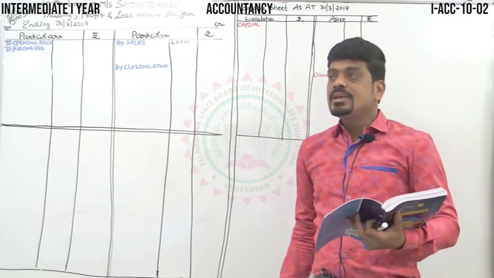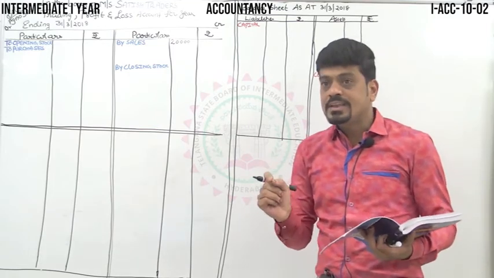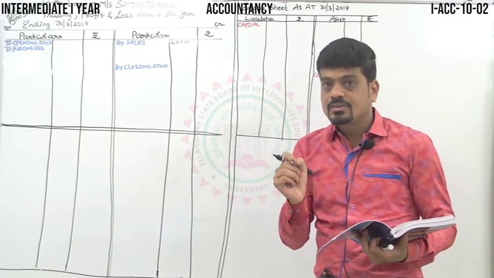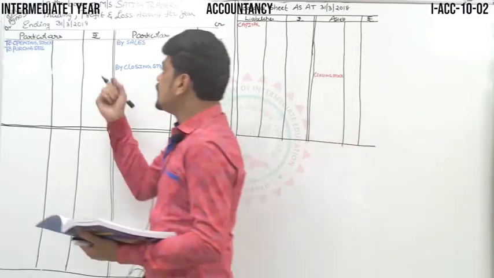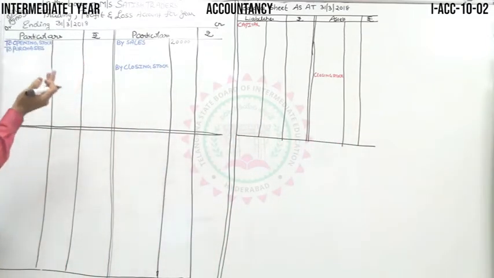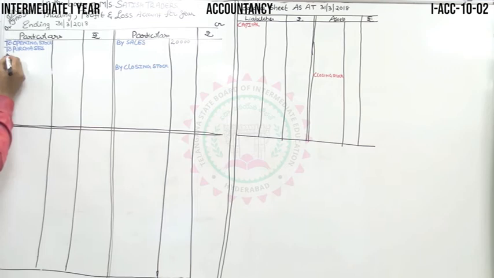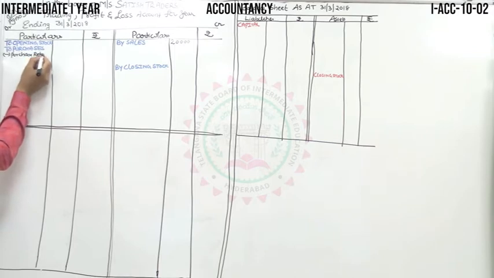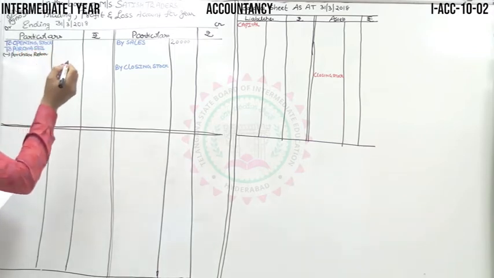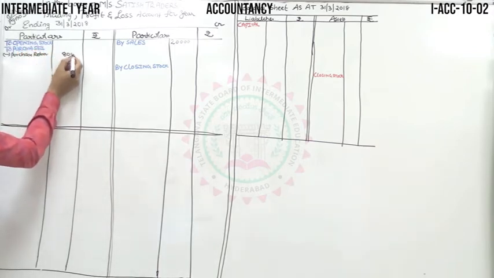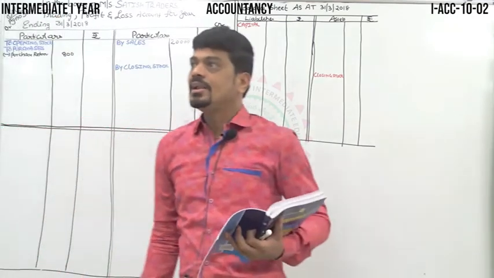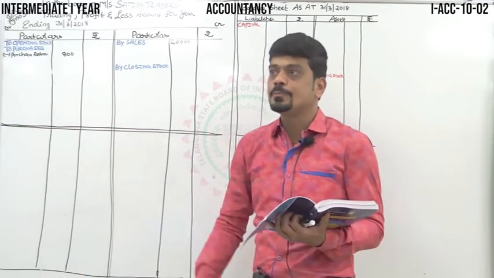Second item is return. Returns means purchase return. So we'll go to purchases. You need not worry where the purchase amount is. Automatically we'll get it. So below purchase, I'll write minus purchase return. How much? 800. When I get the purchase amount, I can get the answer. Just your work is to do the posting.